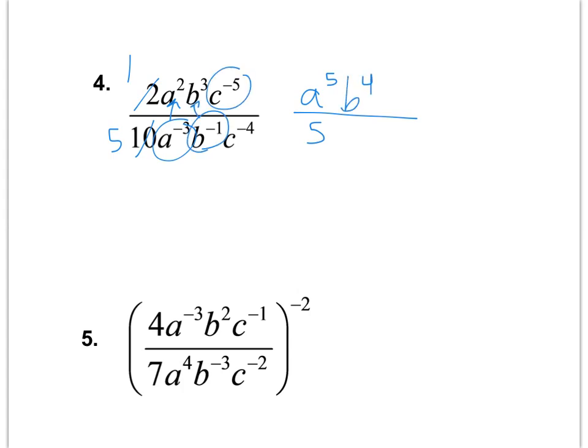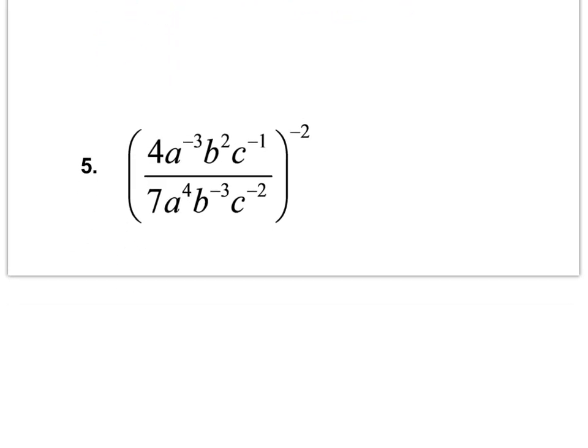And now I have to flip both c's. So what I get is c to the fourth in the numerator over c to the fifth in the denominator. So if I take away 4 from the numerator, I'm just left with 1c in the denominator. So my final answer would be a to the fifth, b to the fourth, all over 5c.